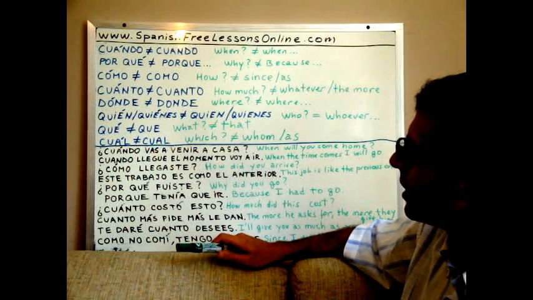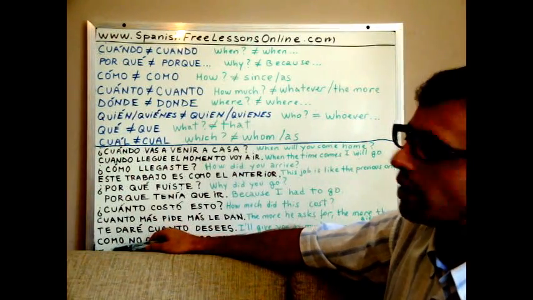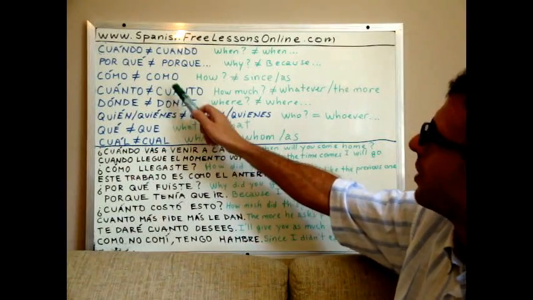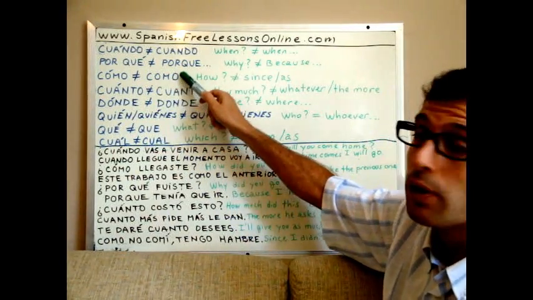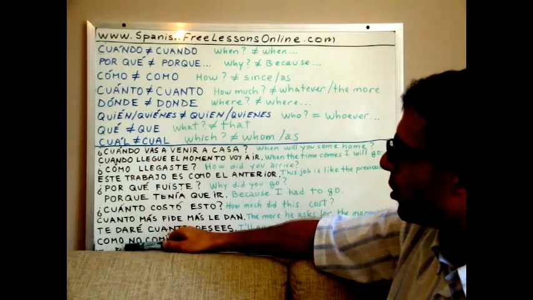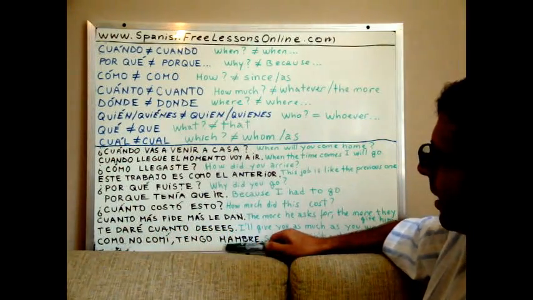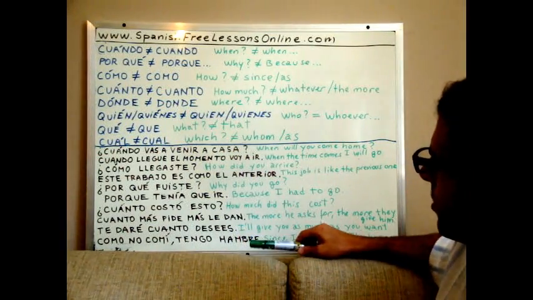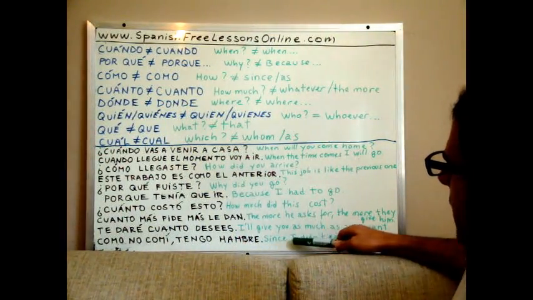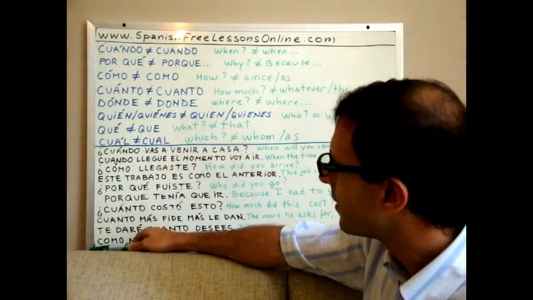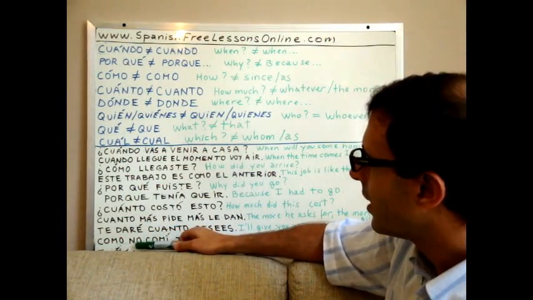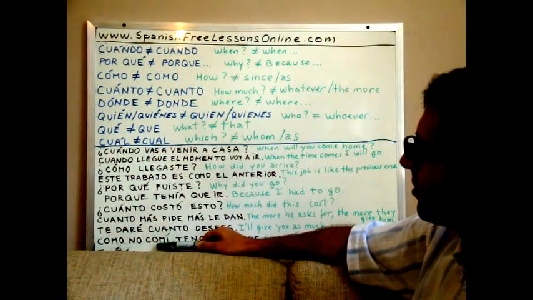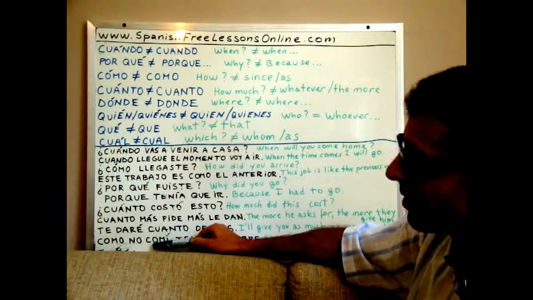And another utilization of the word, sorry, of the word como without the tilde is como no comí, tengo hambre. The word como as since. For example, here we see, since I didn't eat, I'm hungry. Comí is didn't eat. Sorry, comí is ate, right?